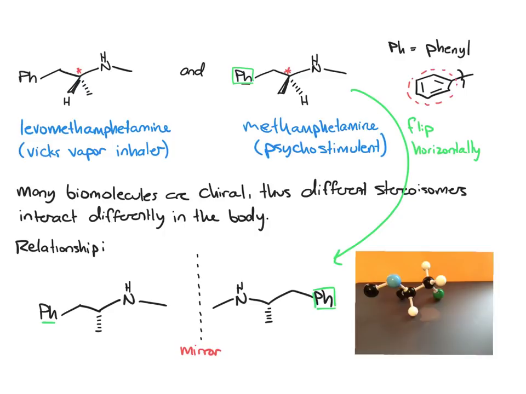Just as in our previous example, these two stereoisomers represent a pair of non-superimposable mirror images. So they're therefore called enantiomers.